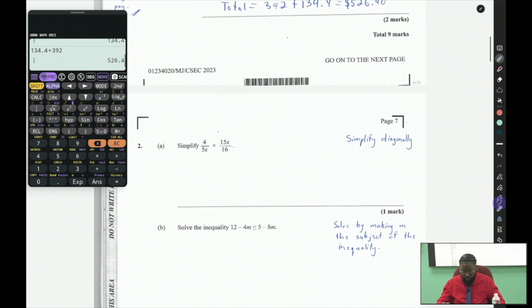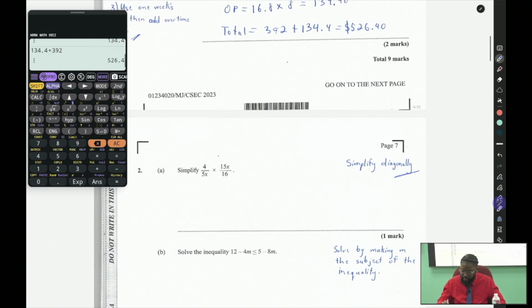So number 2, simplify 4 over 5x multiplying by 15x over 16. So now, we are going to simplify diagonally, which is going to help us to simplify as much as possible. So let's go now.